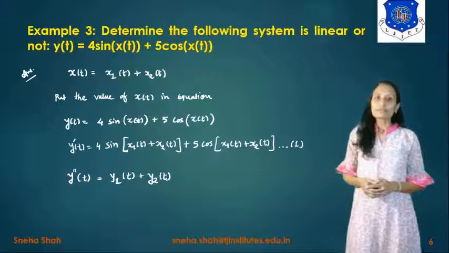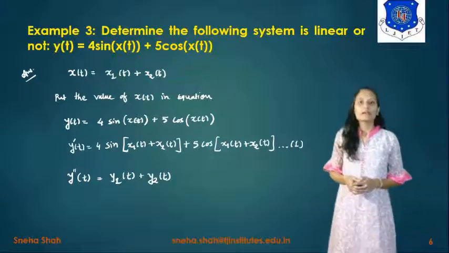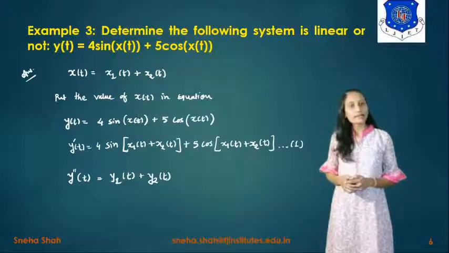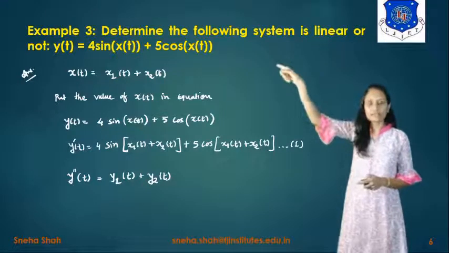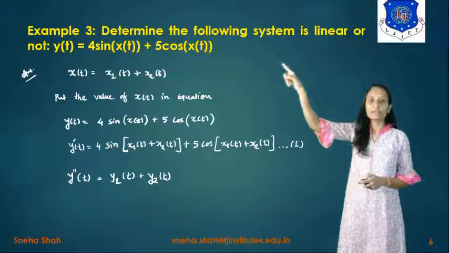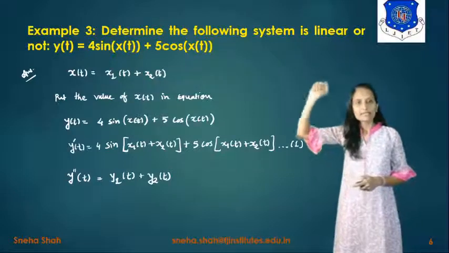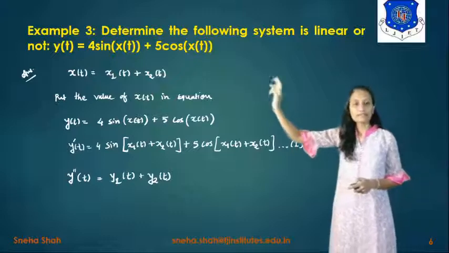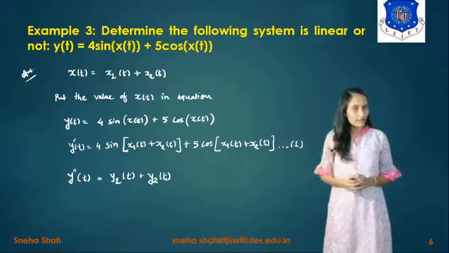So for that we have to find the values of y1 of t and y2 of t. How will we derive the values of y1 of t and y2 of t? In this equation we take x1 of t, and it will give us y1 of t. In the same way, if we take the value of x2 of t instead of x of t, it will give us the output y2 of t.